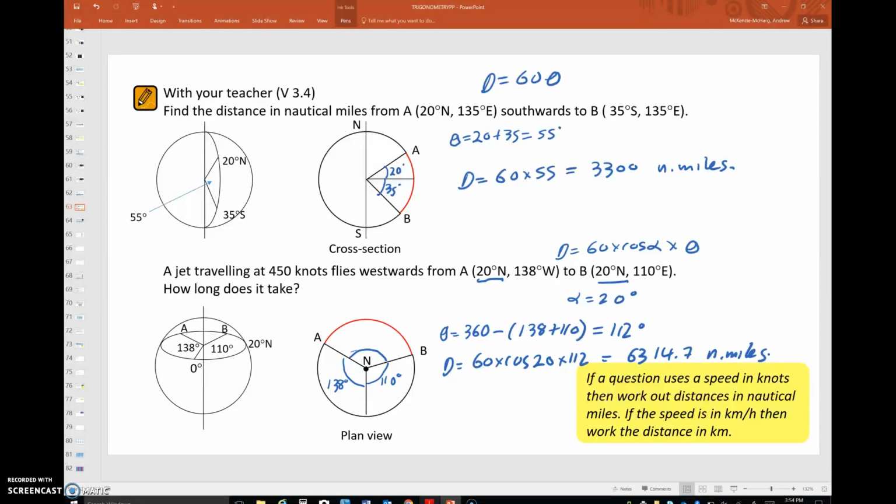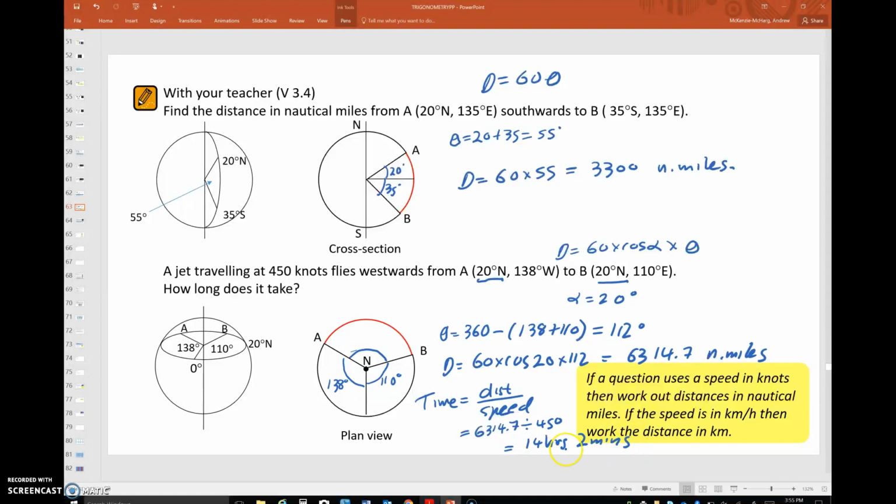Now they've asked us how long this takes. Well, time is equal to distance over speed. So we take that distance and divide it by the speed, which is given in nautical miles per hour, knots, 450, which gives us 14 hours, 2 minutes.